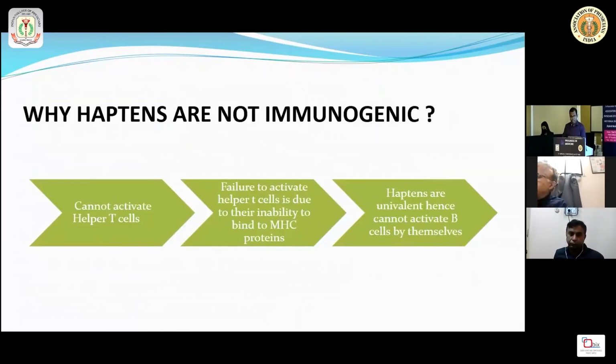So why are haptens not immunogenic? Haptens are not immunogenic because they cannot activate helper T cells. Failure to activate helper T cells is due to their inability to bind to MHC proteins. Haptens are univalent, hence cannot activate B cells by themselves.